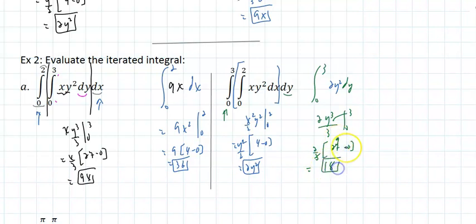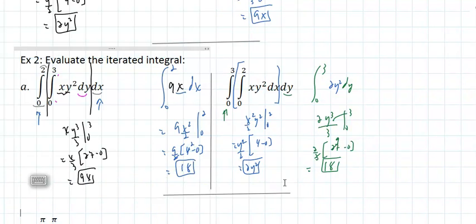Okay, I messed up somewhere. Where did I mess up? Just let me check really quick. Found it. When I integrated the x, that should have been over 2. And that would make this 18. There. So it doesn't really matter how you integrate this as long as you integrate it properly.